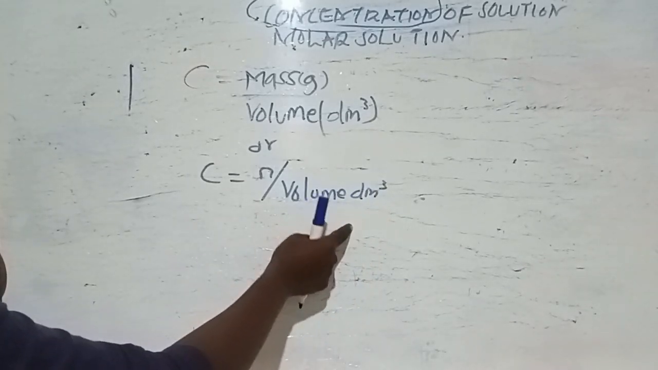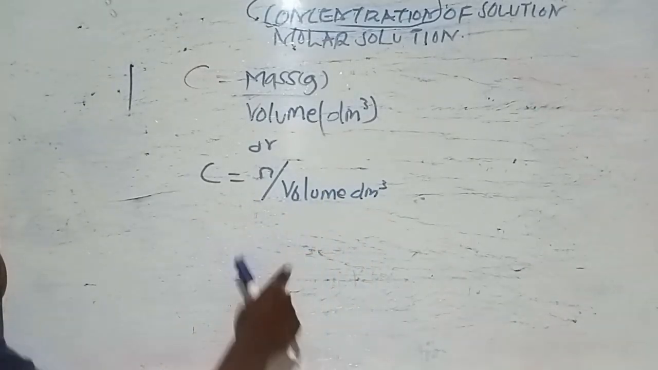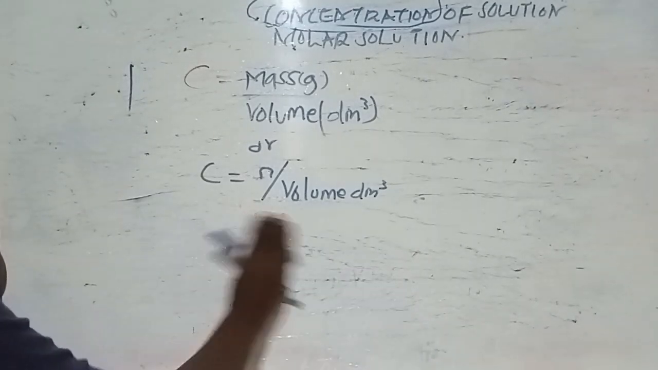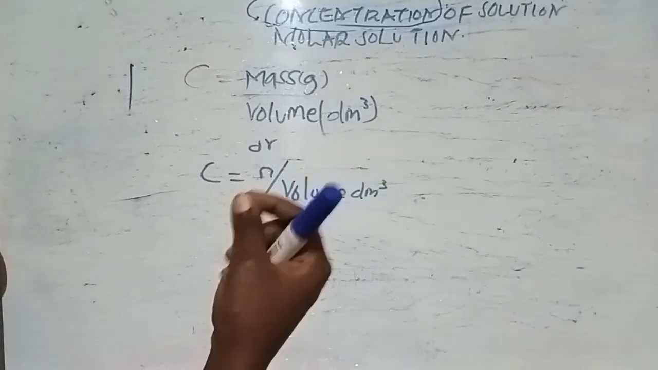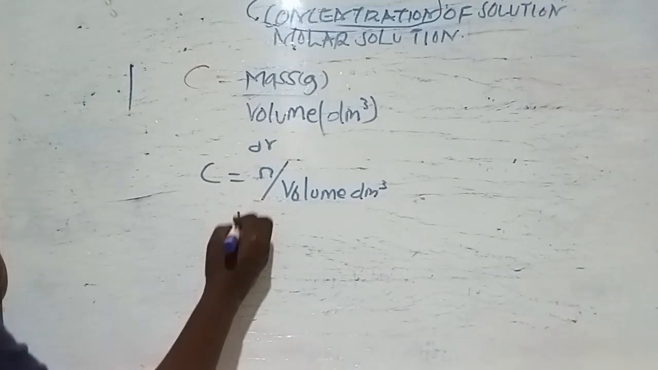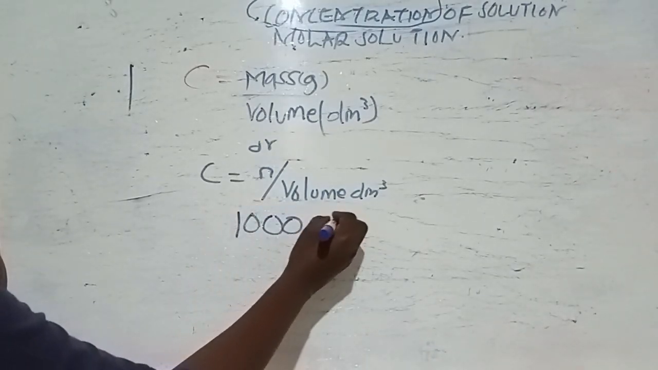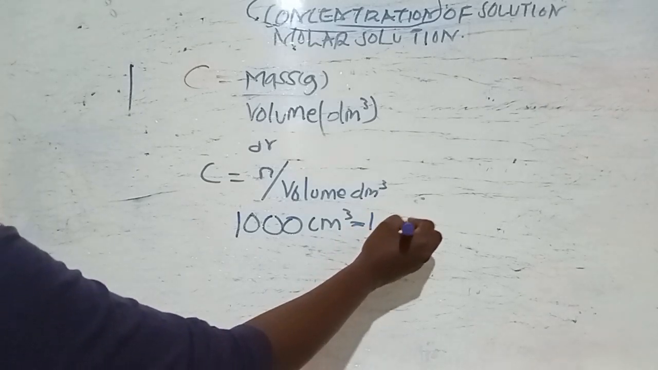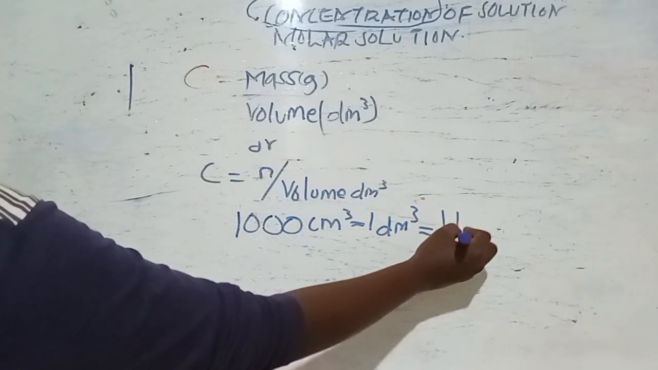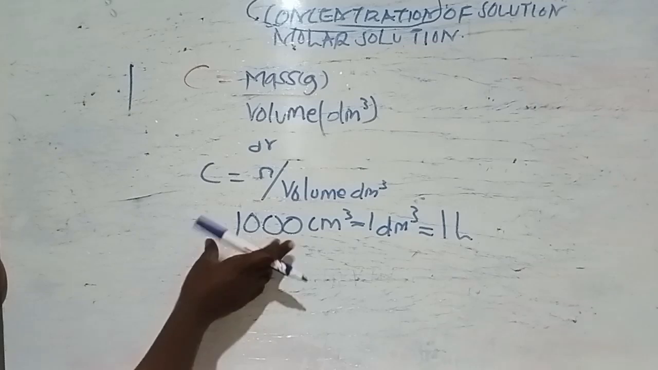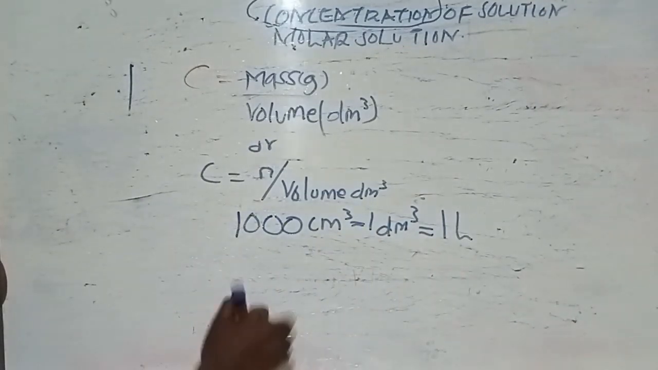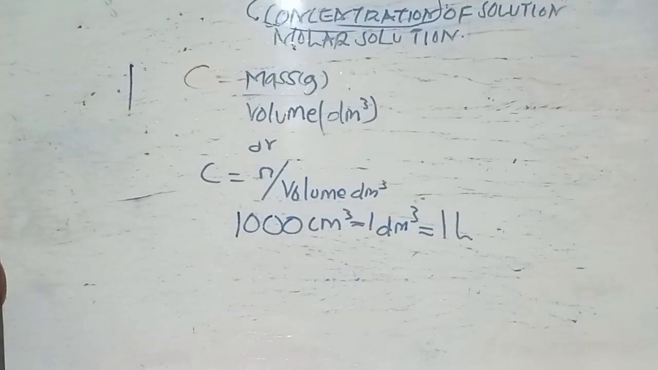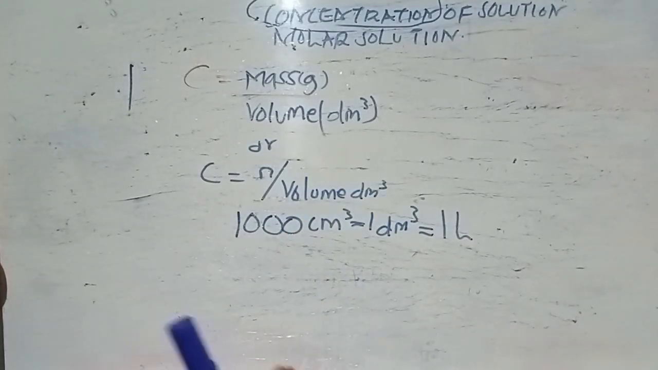In decimeters cubed. So normally when you're dealing with the questions, the volumes are either going to be in liters or in centimeters cubed. So we need to know that 1,000 centimeters cubed is equal to 1 decimeter cubed, which is equal to 1 liter, so that you can be able to convert the units to the respective unit, which is decimeter cubed.